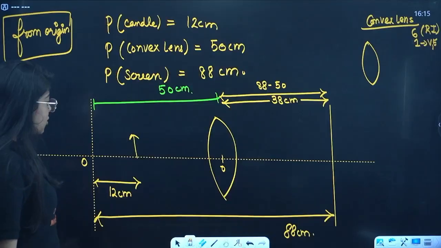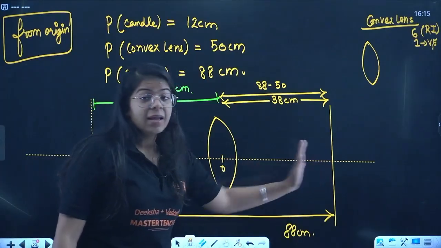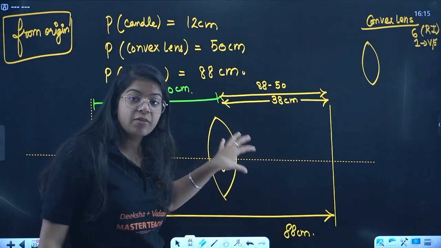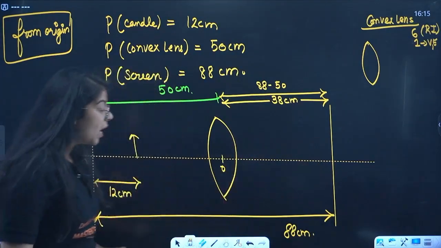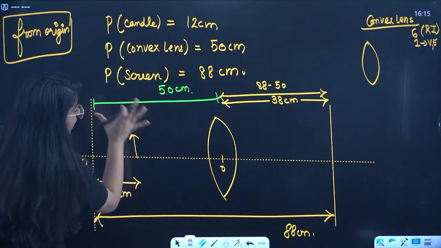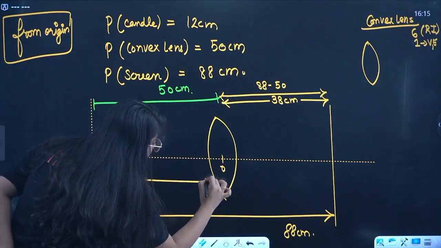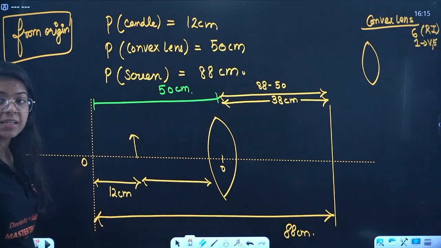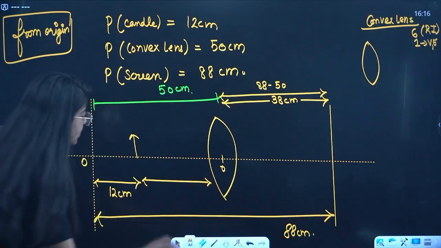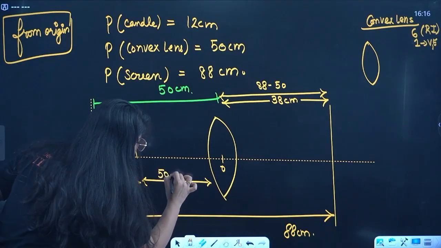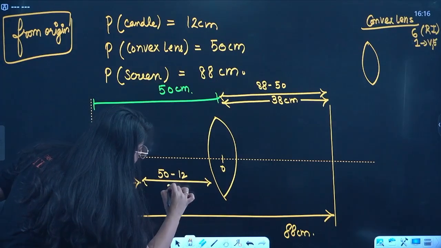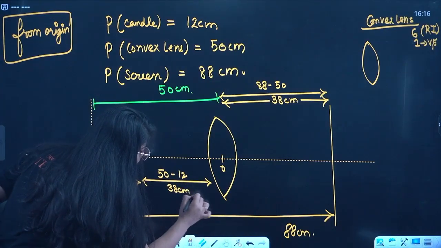Done beta? Understood? And it is on the right hand side of the lens, so it is positive. Now beta, this is 12 centimeter, this whole is 50 centimeter. So from this object to this lens, what will be the distance? 50 centimeter minus 12 centimeter, that will be your 38 centimeters.